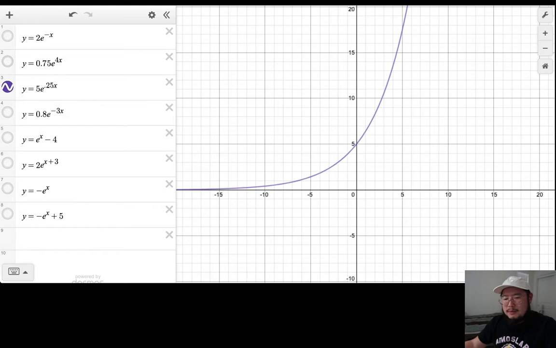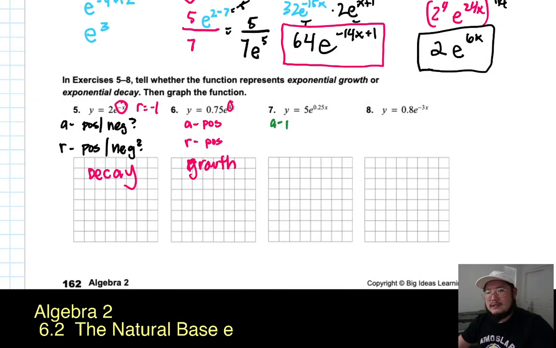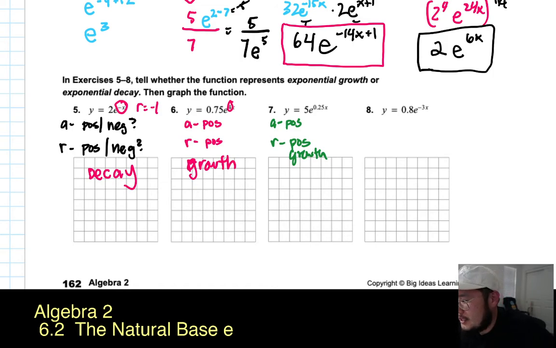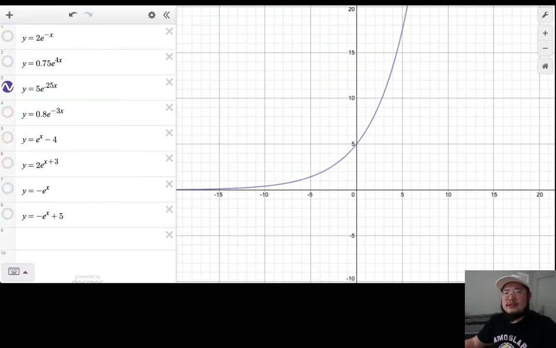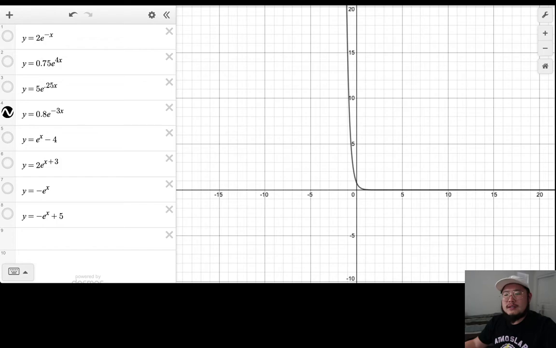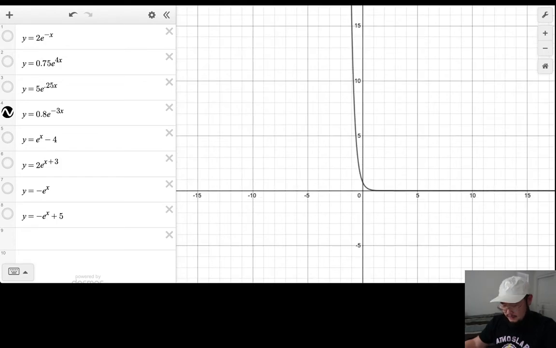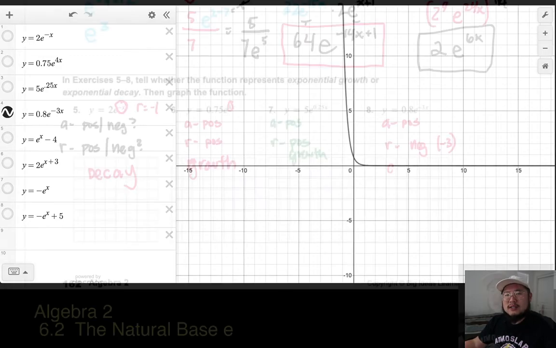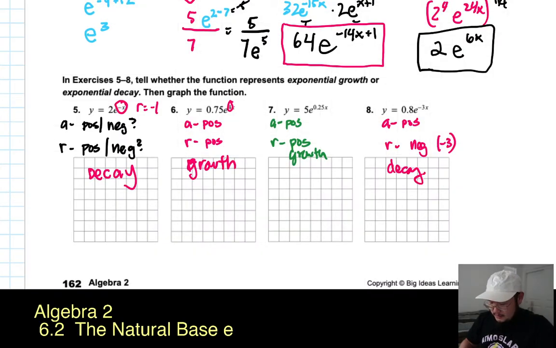Next up, let's go ahead and take a look at number eight. And once again, we look right here. Your A is positive. Your R right here is negative. It's negative three. So right here we end up with decay. And just to show that to you again right here, we have our fourth function. Let's take a look at that graph, and it is going downwards. All right, things look good right here. Next up, let's take a look at number nine.